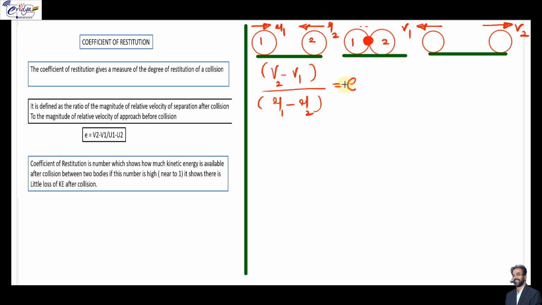But remember, coefficient of restitution is a number which shows how much kinetic energy is available after collision between two bodies. If this number is high, near to 1, what it shows is there is little loss in kinetic energy after collision. Means what? When body 1 collides with body 2, there is an exchange of kinetic energy between them.